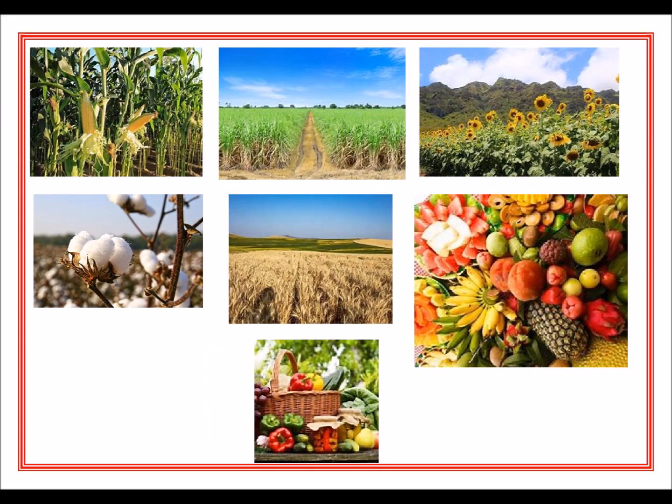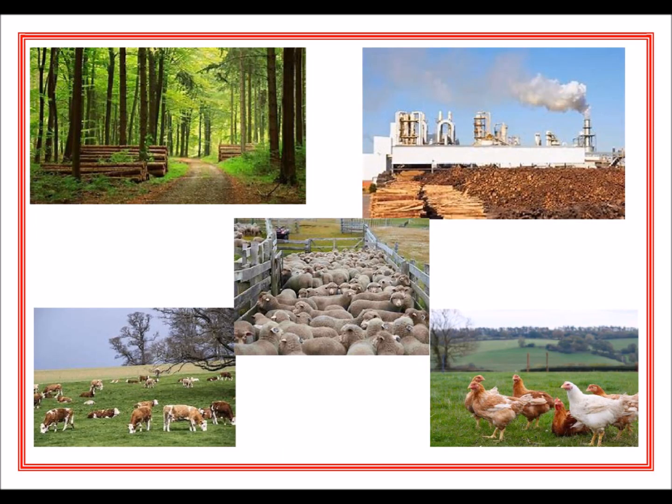Most of Mpumalanga is used for agriculture, which is another word for farming. Crops include maize, wheat, sunflower seeds, sugarcane, vegetables, coffee, cotton, and fruit. Forestry is huge here and also includes a paper mill.